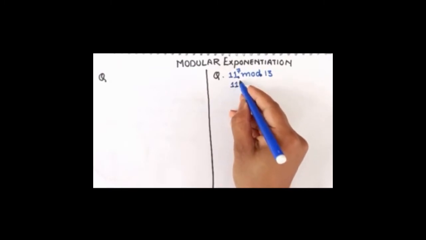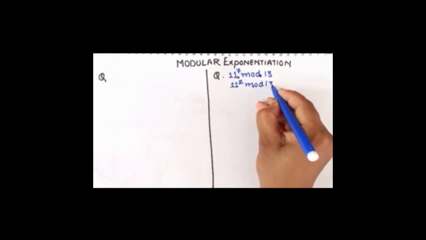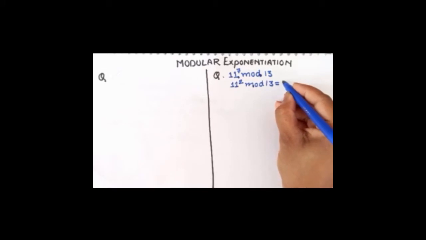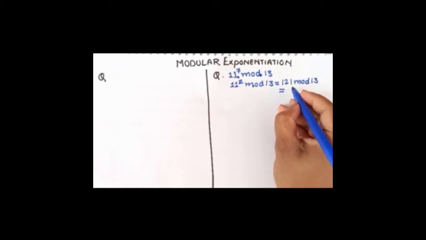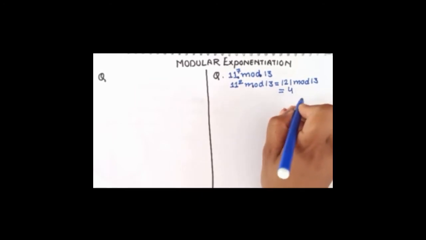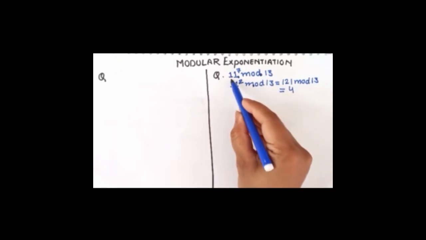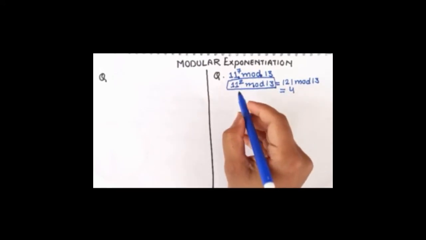Okay, so let's start finding out 11 to the power 2 mod 13. Now what is that? 11 to the power 2 is 121. 121 mod 13 is basically what? What would you get as the remainder when you divide 121 by 13? The answer is 4. You would get 4. Right? Now we've got the answer to 11 to the power 2 mod 13.